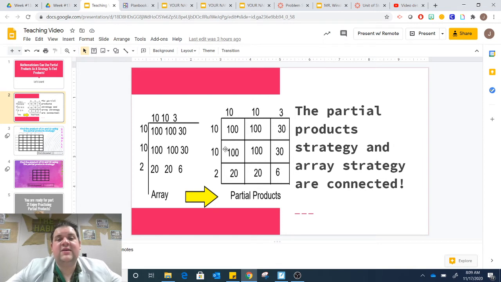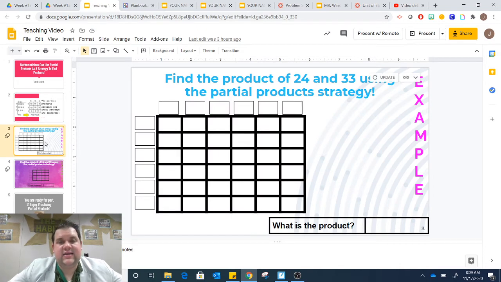And it also makes our thinking a lot more organized. So we're going to be able to quickly add the inside of the boxes together to find the product. So the partial product strategy and the array strategy are really closely connected. And I think if you see this, you'll see that the array really does transition nicely into partial products, and you can see the connection between them. So let's do a couple to practice together.